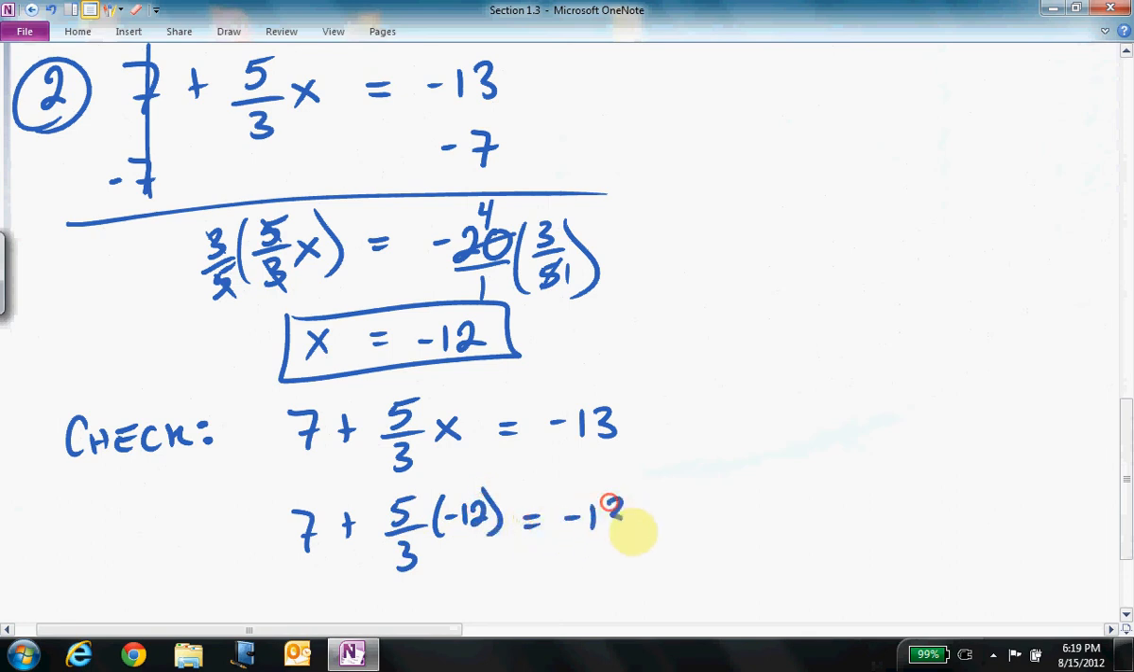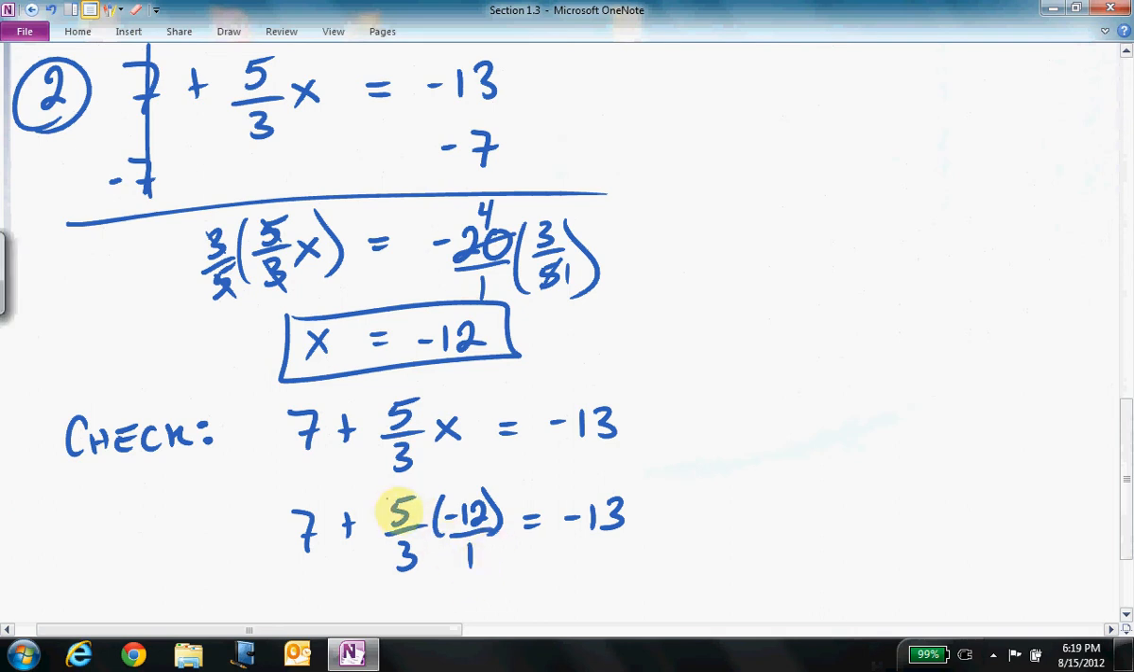Equals negative 13. So now we're in a similar situation as we were up here. We want to see if we can do any cross-canceling. So I'm going to put negative 12 over 1, because whenever you have an integer or a whole number, it can always be put over 1, because anything divided by 1 is itself. So negative 12 divided by 1 is still negative 12. So we can do that.